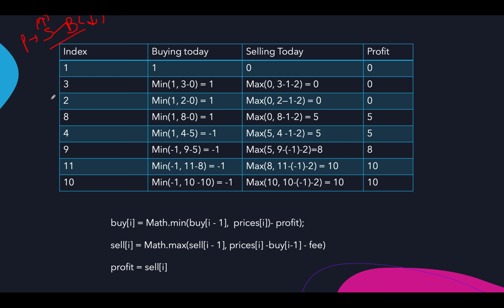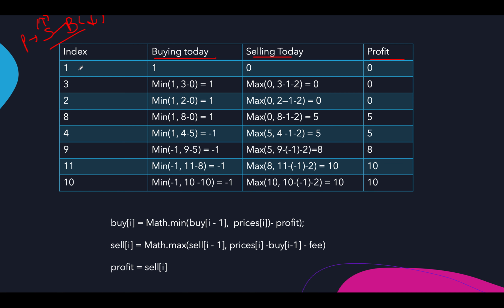I have taken a slightly longer example than what was specified in the question. Here I have 1, 3, 2, 8, 4, 9, 11, and 10. And let's try and build our logic. So I have created 3 more columns here. The first one signifies that I am buying today. The second one signifies that I am selling today. And the third one signifies the overall profit that I have made so far. So let's get started with it.